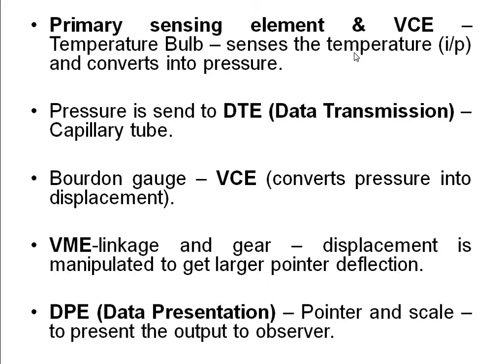So the temperature bulb senses the temperature, which is input, and converts it into pressure. Pressure is sent into the data transmission element, which is the capillary tube. The Bourdon pressure gauge converts the pressure into displacement, and then the manipulation element, which is our linkage and gear, manipulates the displacement to get a larger pointer deflection. Finally the presentation element is our pointer and scale to give the readings to the observer, which is our output. So this is the first topic, our generalized measurement system.